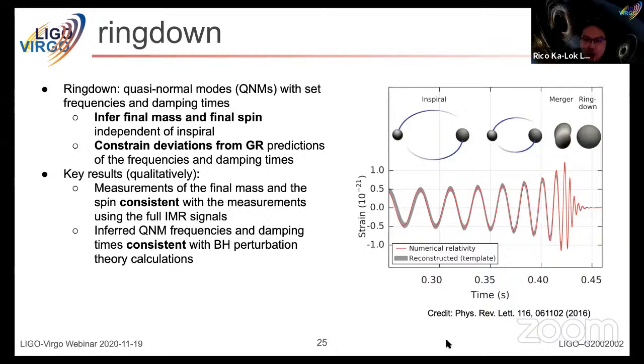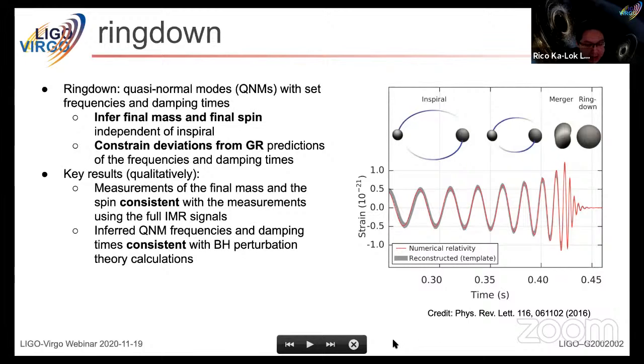And by measuring these frequencies and damping times, we can learn a few things. First, by assuming the remnant is indeed a Kerr black hole, we can infer the final mass and final spin independent of the inspiral part of the signal, and that gives us an inspiral-merger-ringdown consistency test. The second thing is that we can do a test of GR, where we compare the measured frequencies and damping times with GR predictions.